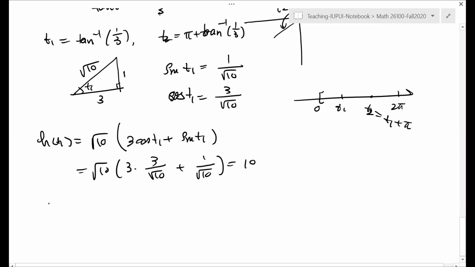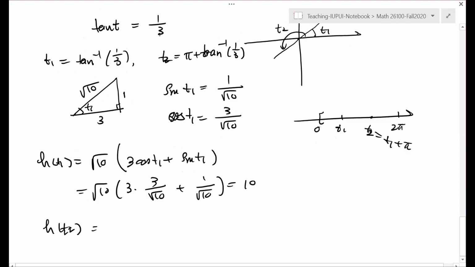Okay, then this is a value. H of T2: I think both sine and cosine would be negative. T1 and T2 just differ by pi, and here sine and cosine are the negatives of those at T1. So it's negative 10. That's a quick way.